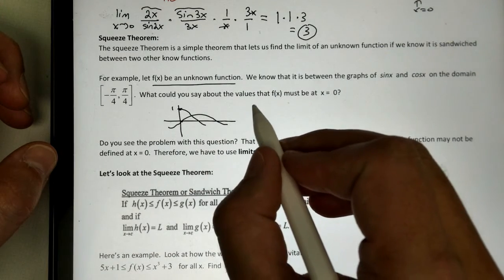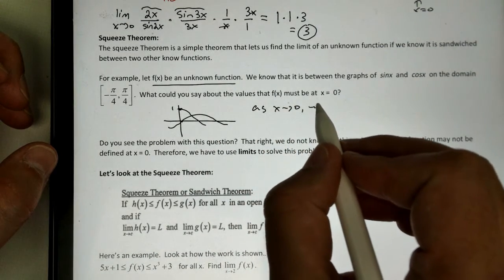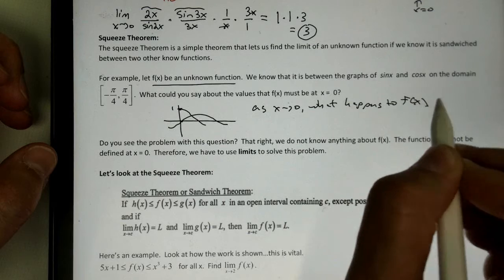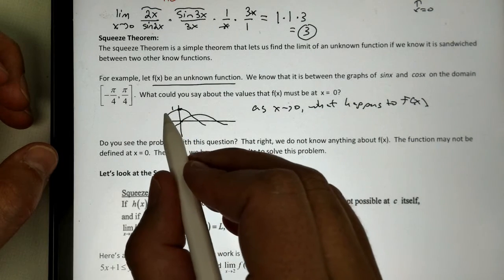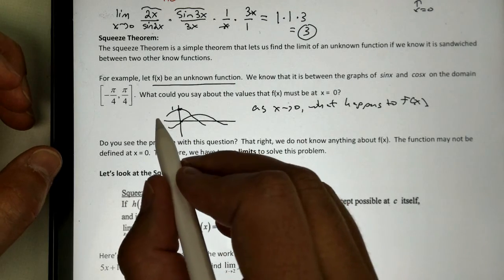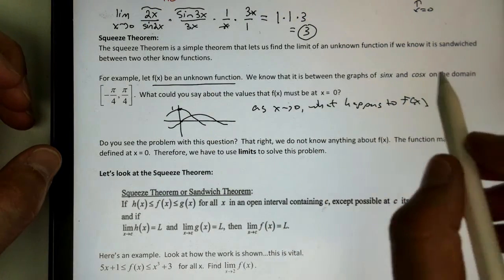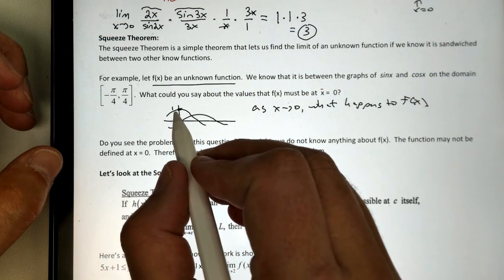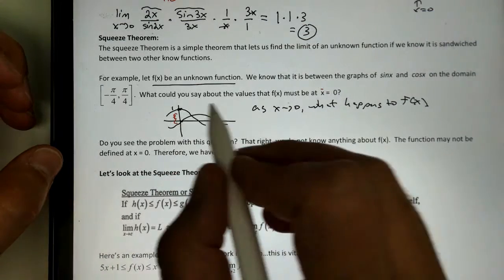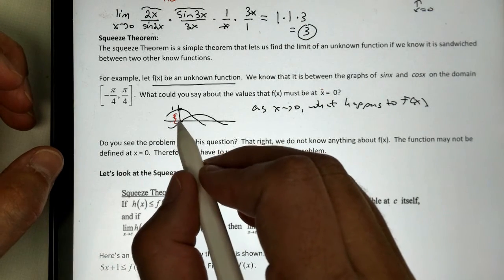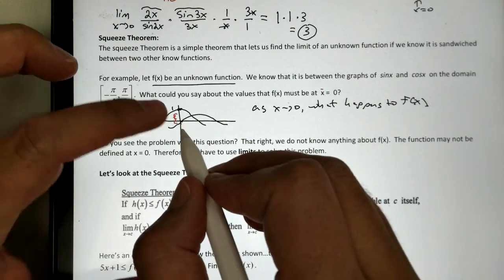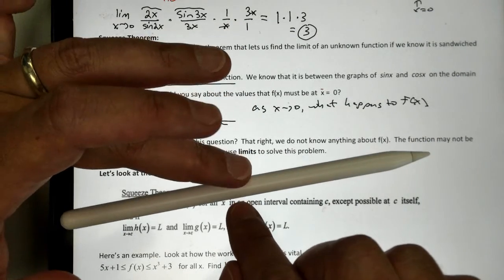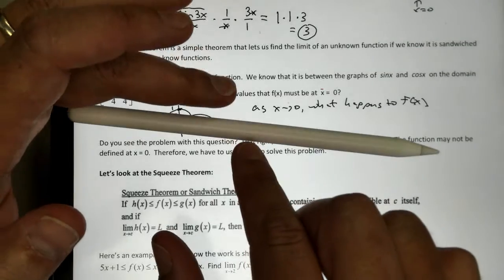What we want to know is, as x approaches 0, what happens to f of x? Well, as we get closer to 0 on either side, notice the values. The f of x, our unknown function, we're told is always in between. So f of x, because it's always between them, as we get close to 0, f of x has to be between 0 and 1. We know that because it's squeezed or sandwiched between the two. If my pencil is squeezed between my fingers, no matter where my fingers go, it's always going to be between them.